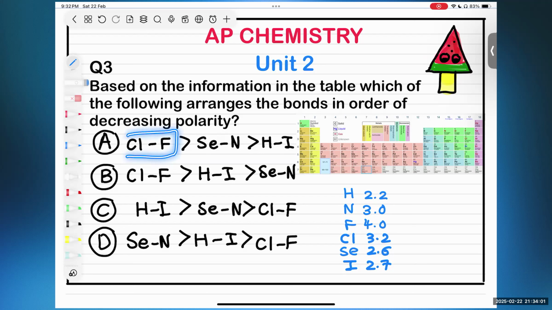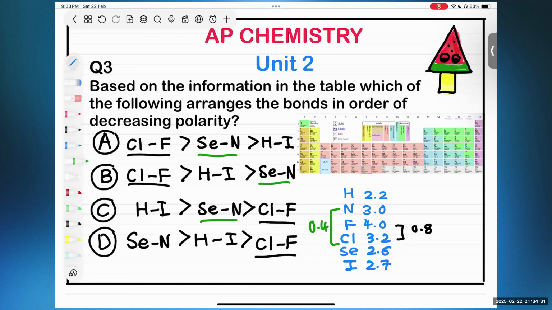I have basically three different bonds here which are repeated all the time. The bond between chlorine and fluorine, and I can see the difference between chlorine and fluorine is 0.8. Another bond which is repeated here is the bond between selenium and nitrogen. Selenium here is 2.6 and nitrogen is 3. So I have a 0.4 difference between these two. And the last bond which is repeated here is the bond between hydrogen and iodide.